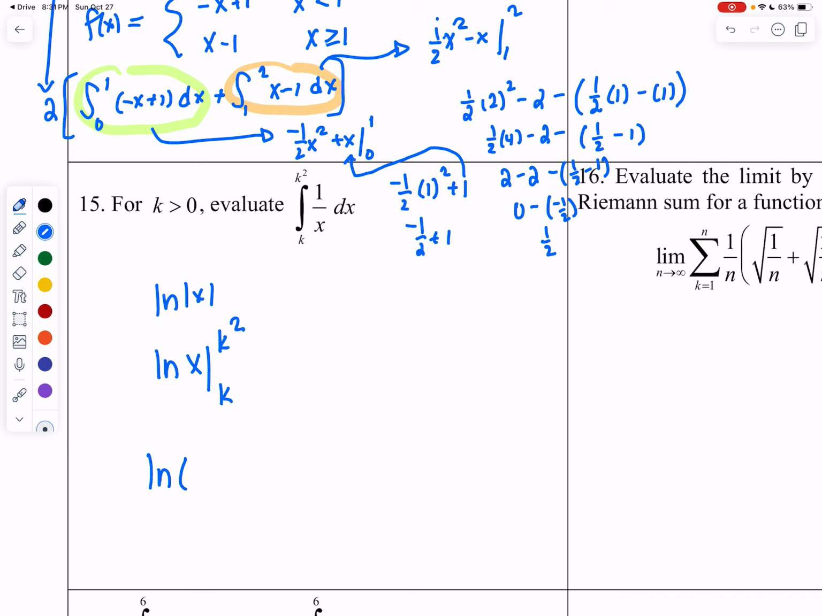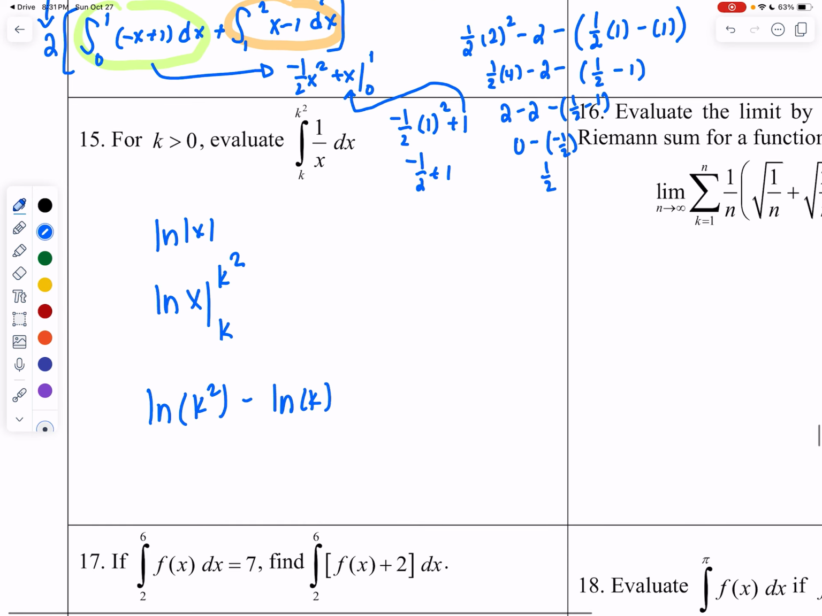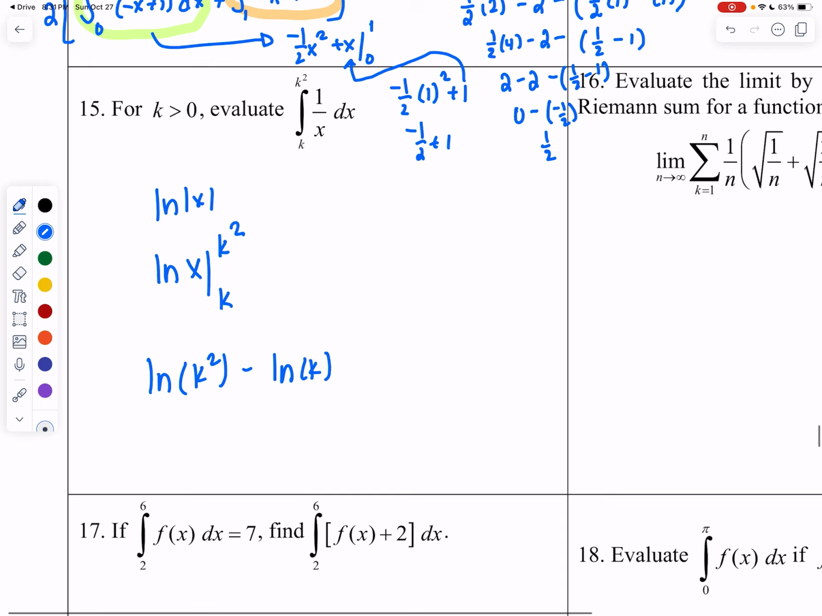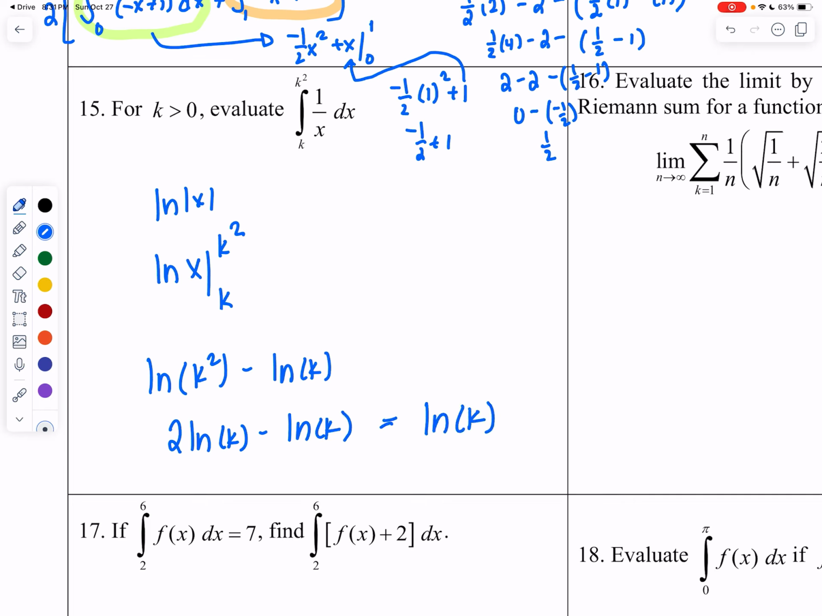So then I have ln of k squared minus ln of k. I'm going to extend this further by using my properties of logs. This is now going to become 2 ln of k minus ln of k, which is just ln of k.